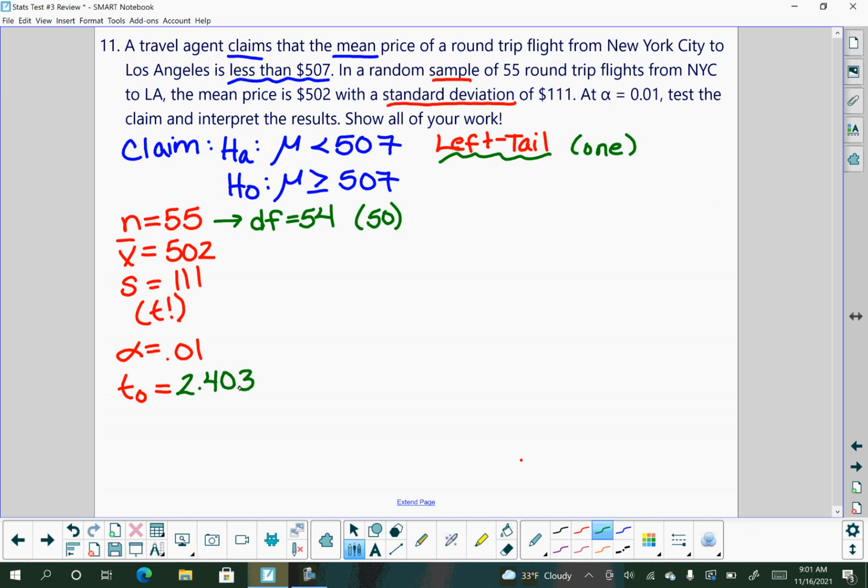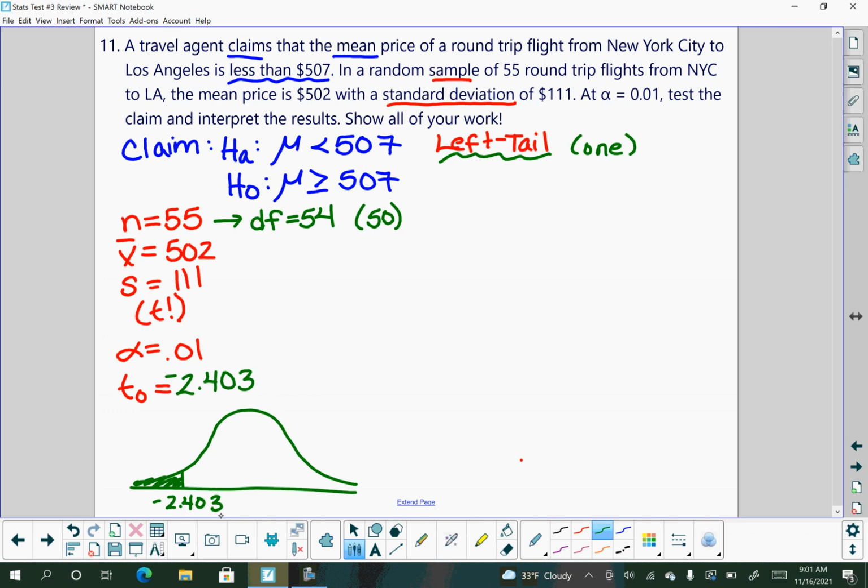is our critical value. Now, whether it's left tail, right tail, or two tail, from your t-distribution, you need to adjust the sign. If it's a right tail, you use the positive. If it's a left tail like this one, you use the negative. And if it's a two tail, you use a plus and a minus. But again, because it's left tail, we're going to use the negative. And then you can go ahead and sketch that rejection region. So negative 2.403 is going to be over there somewhere.